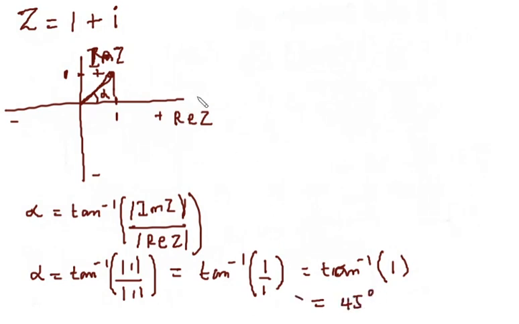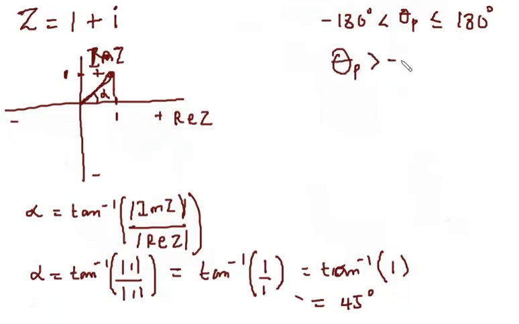Now before we go ahead and find our principal argument, there are some things I want you to know. The principal argument of a complex number is always within the range of minus 180 degrees less than theta p, and this is less than or equal to 180 degrees. This simply means that for every principal argument you have a value that must be greater than minus 180 degrees and a value of theta p that must be less than or equal to 180 degrees.